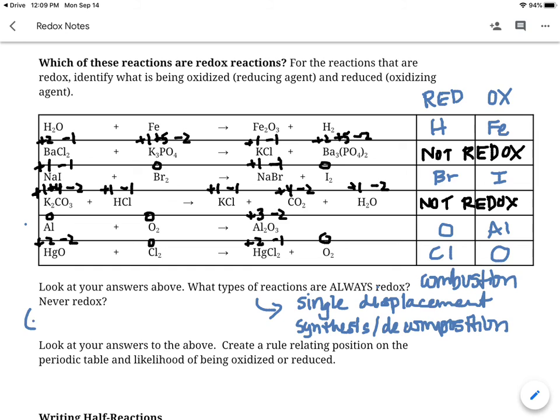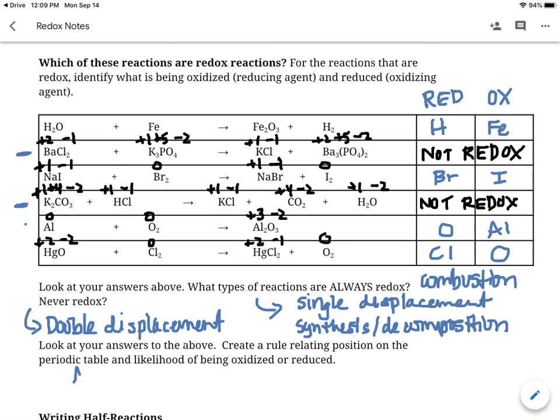Okay, one that's never a redox, though, would be double displacement. So in a double displacement reaction, you have all compounds. And if you take a look, we have a double displacement reaction here and a double displacement reaction here. And notice that those are the 2 that were not redox. Okay, and then we take a look at the second question.